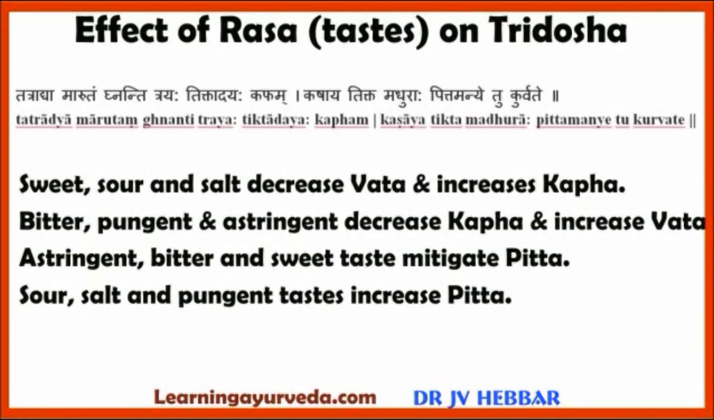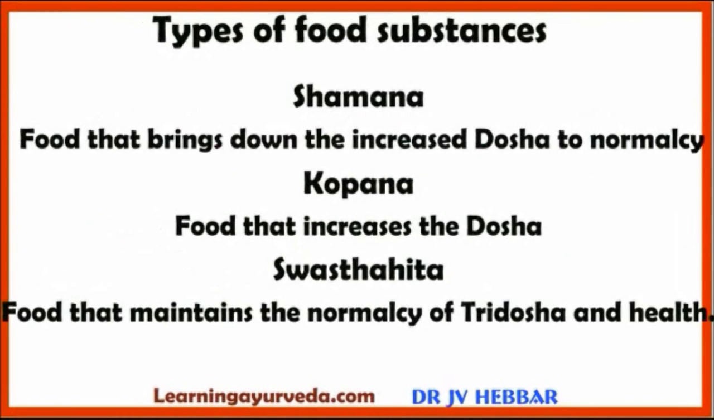Tatradya marutam gnanti, trayah tiktadayah kafam, kashaya tikta madhuraha, pitta manyetu kurvate. In the list of tastes, the first 3, that is sweet, sour and salt, mitigate Vata and increase Kapha. The last 3, that is bitter, pungent and astringent taste, mitigate Kapha and increase Vata. The astringent, bitter and sweet tastes mitigate Pitta, and sour, salt and pungent tastes increase Pitta.